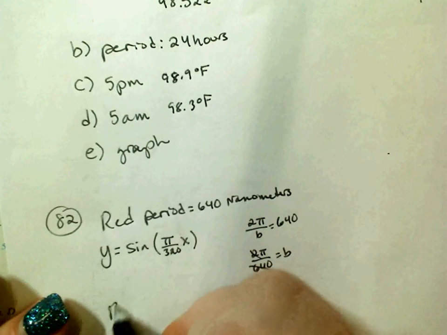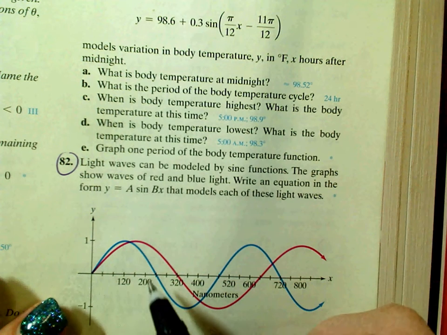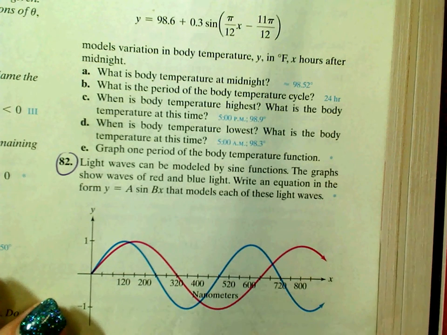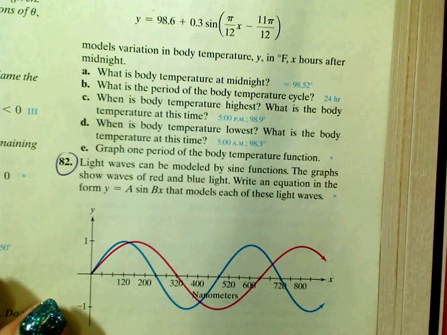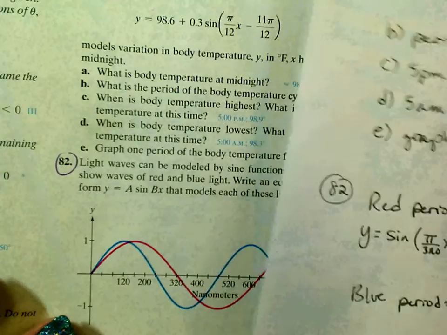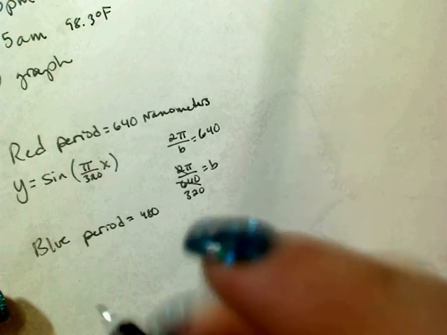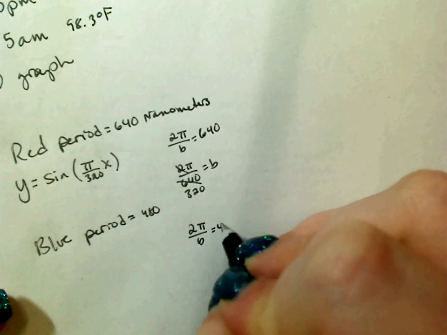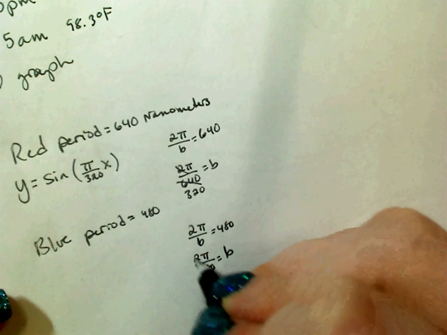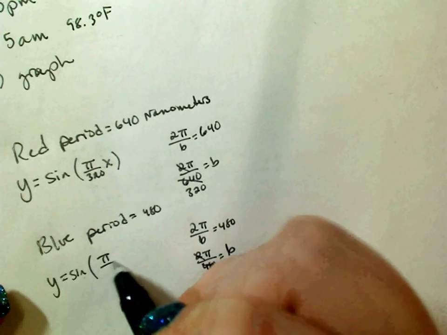Blue has a period, let's see. Blue stops here. So 40 away from 520, 480. Okay, and still amplitude 1, negative 1. So blue has a period that is 480. Okay. So 2 pi divided by b equals 480, which means 2 pi divided by 480 equals b, which is just pi over 240. So y equals sine of pi over 240 x. And there we go.